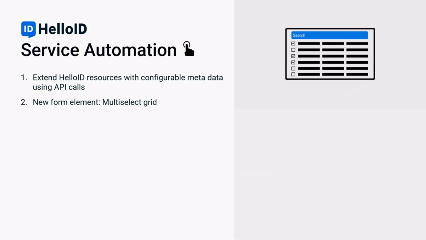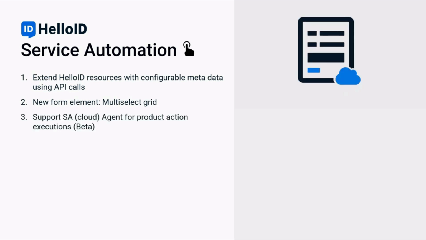Our second new feature is a new form element called Multiselect Grid. Although it is a complete new form element, it supports the same functionality features as the current Select Grid form element, such as data sources, conditional visibility, and default selection, with the exception that we can select more rows in the grid.